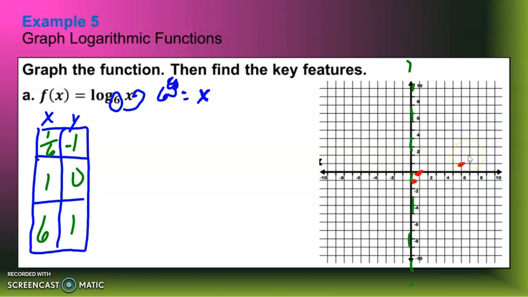Now, if I wanted to put my reflection line in here, I could put the reflection line right here. There's a reflection line. And now if I were to graph this, it comes along the asymptote, gets close, crosses the x-axis there, and then it just continues. So there would be my graph of the logarithmic function log base 6 of x.